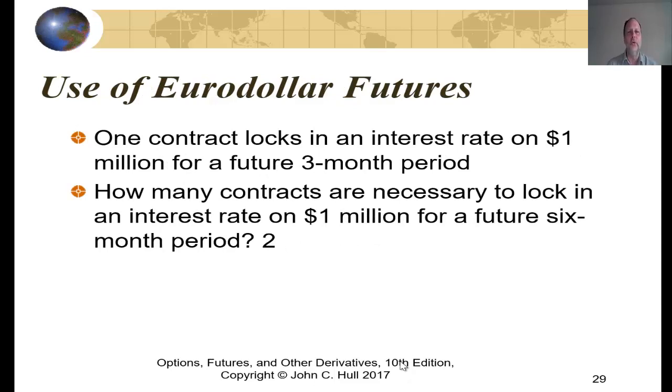How do you use Eurodollar futures to hedge? Well, one contract locks in an interest rate on $1 million for a future 3-month period. We could ask how many contracts are necessary to lock in an interest rate on $1 million for a future 6-month period. And the answer would be 2. You basically need a contract per each 3-month time period.